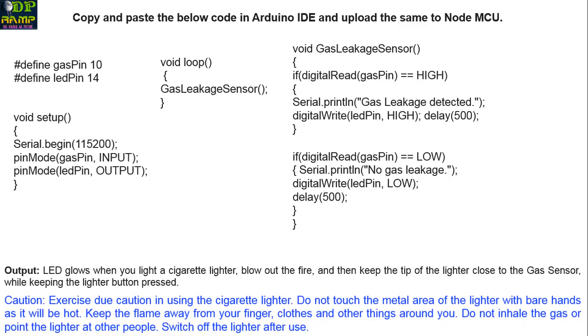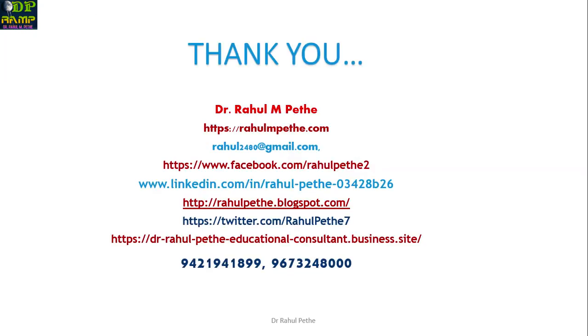So it is necessary that we are conscious about that particular gas leakage sensor. We don't want to touch it when the fire is on, and we should maintain distance between the flame and your finger, and also the sensor itself. So this is the caution about that particular hardware, and this is all about the gas leakage sensor.